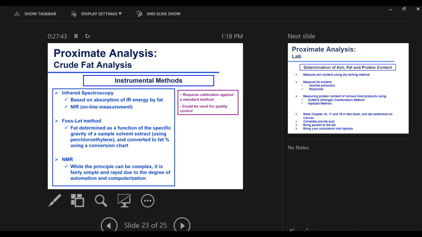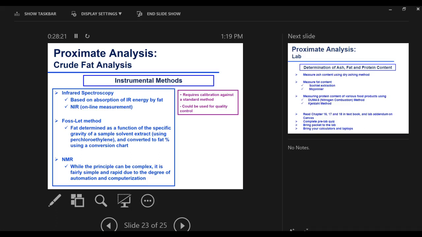The Foss-let method, you no longer will find it in your textbook. It was removed, but I still like to put it in there because it's a traditional method that is based on measuring the specific gravity of a sample solvent extract. That means you extracted your fat from a sample using a perchloroethylene type of solvent, and then you measure the specific gravity of that extract, and you can convert it to percent fat using a conversion chart that relates the specific gravity to the amount of fat in your extract.